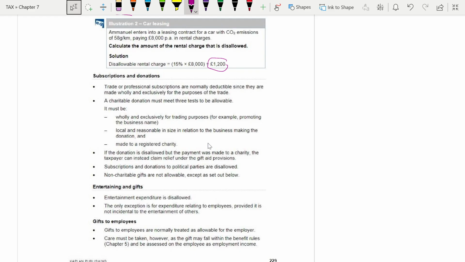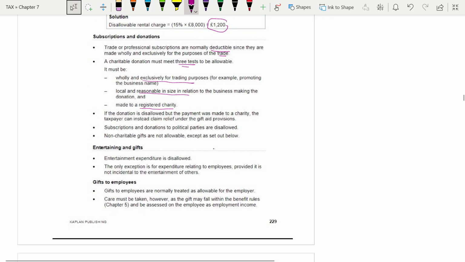Professional subscriptions are normally deducted since they are made wholly and exclusively for the purpose of trade. A charitable donation must pass three tests: exclusively for the trading purpose, reasonable in size in relation to the business, meaning what is the amount, and made to a registered charity. Then it is allowable. If the donation is disallowed but the payment was made to a charity, the taxpayer can claim relief.